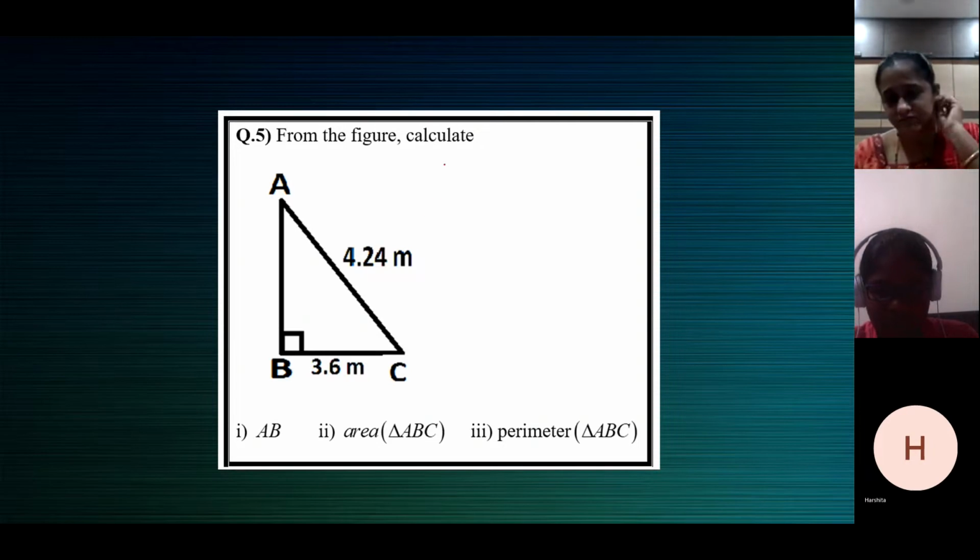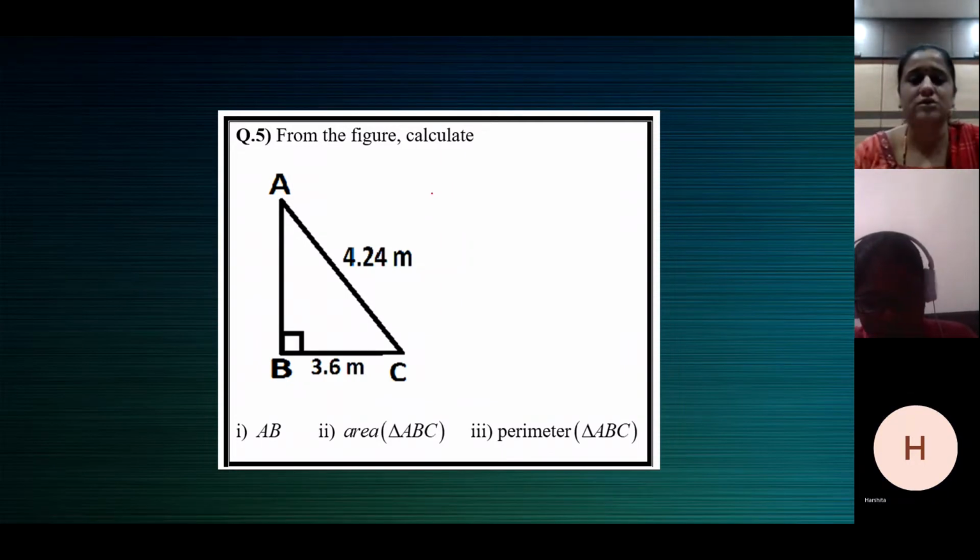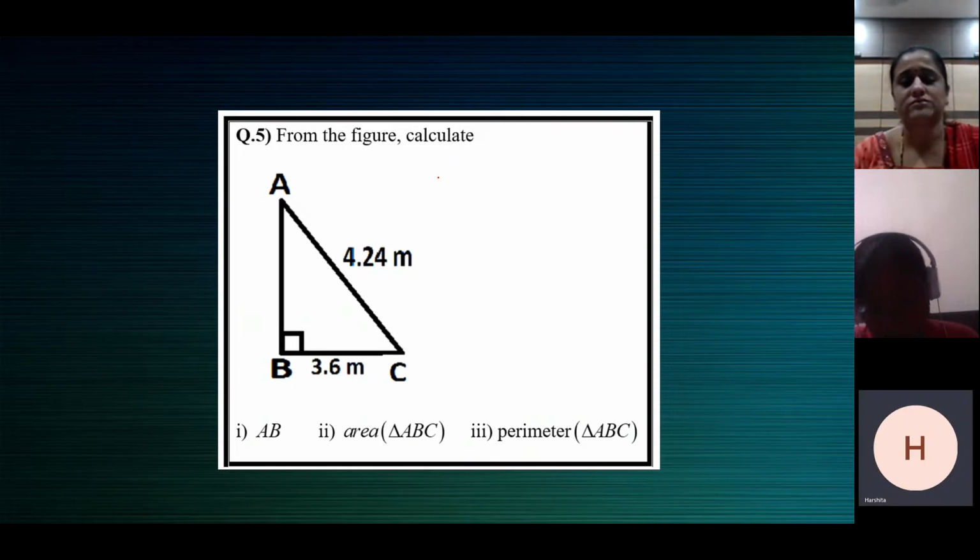Harshita? Yeah, your answer? Ma'am. Yeah, read out your steps. Ma'am, hypotenuse equals to opposite plus adjacent, ma'am. For hypotenuse, they already gave 4.24, ma'am. I know it because it is the longest side, ma'am. And it is equal to opposite. They didn't give the opposite, ma'am. Which is AB, ma'am. And then it is plus 3.6, ma'am. So opposite equals to 4.24 minus 3.6 square, ma'am.